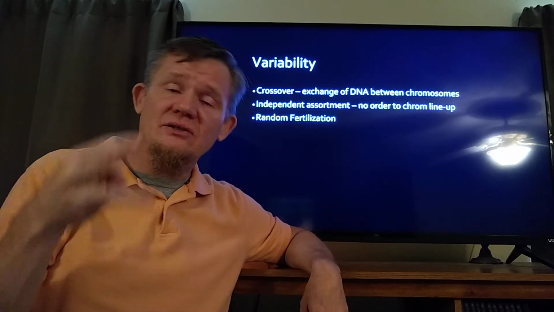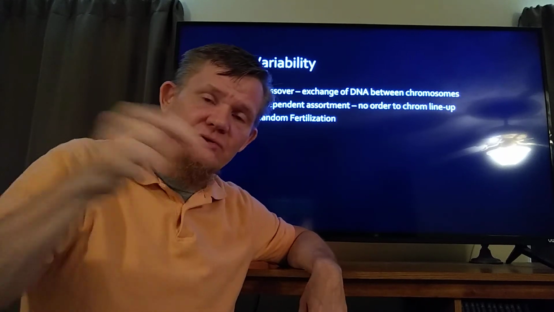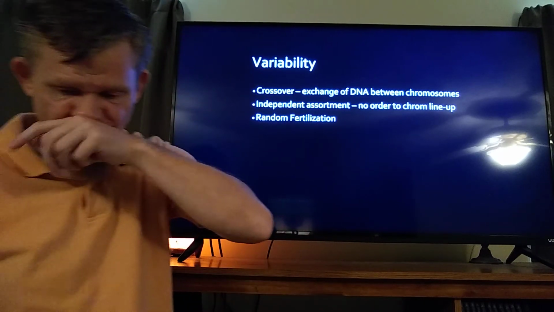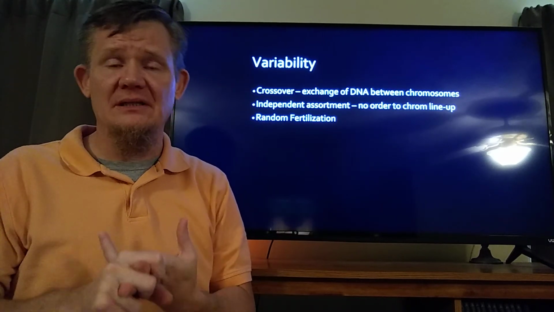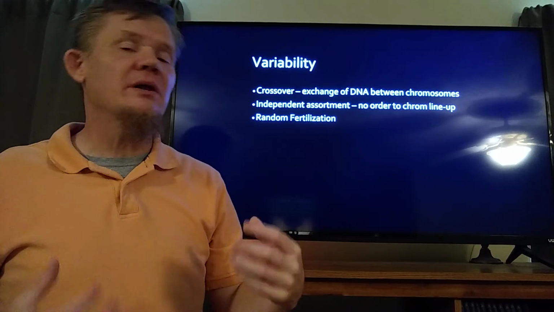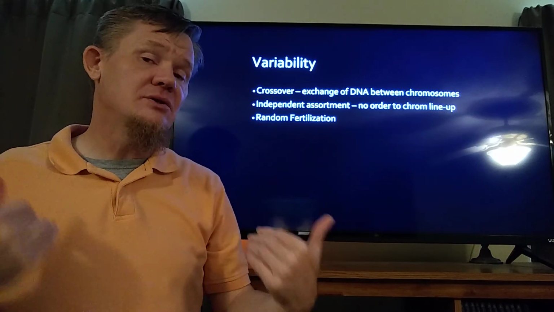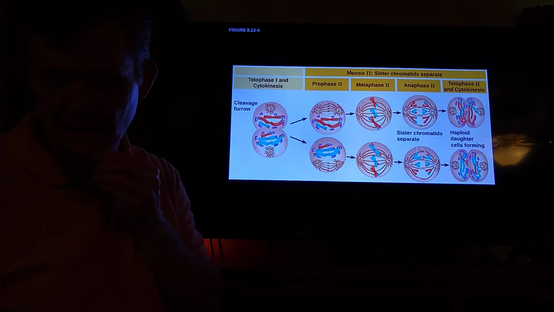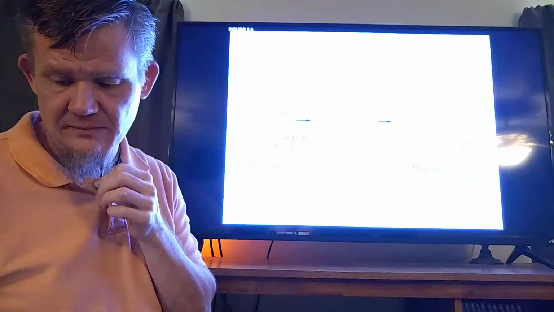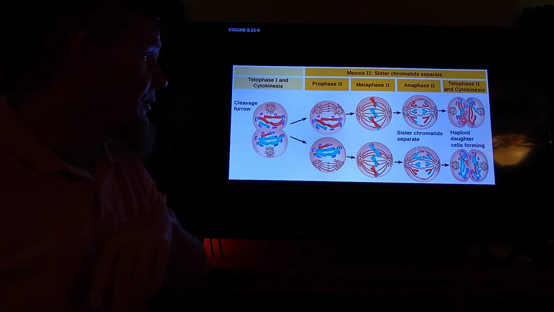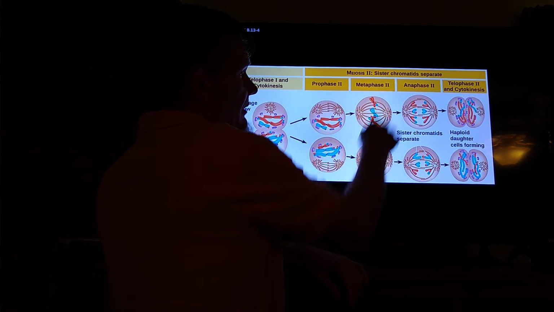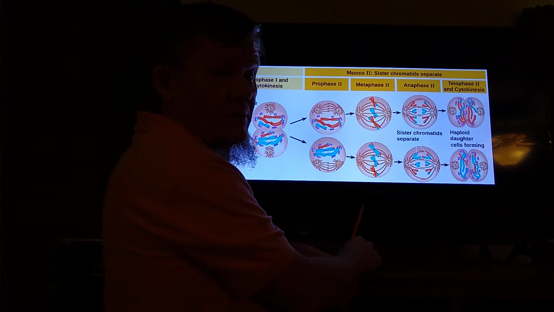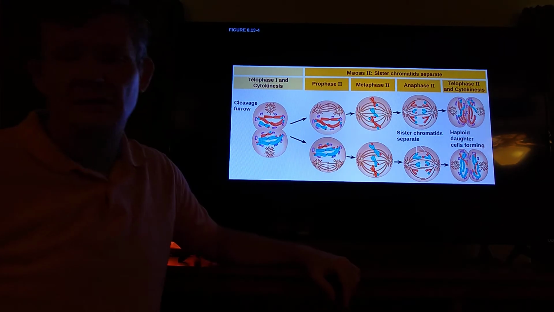So, variability. There are actually three different methods by which, during sexual reproduction, we increase variability. Like I said, the first one is crossover. The second one is called independent assortment. Independent assortment says there's no reason why the chromosomes line up in the order that they do during metaphase. If we were to go back and label these chromosomes and see how they have lined up, each time you run this process called meiosis, they will line up in a different order.